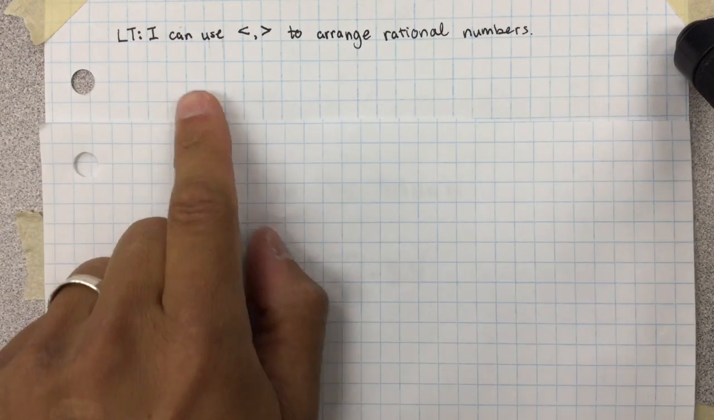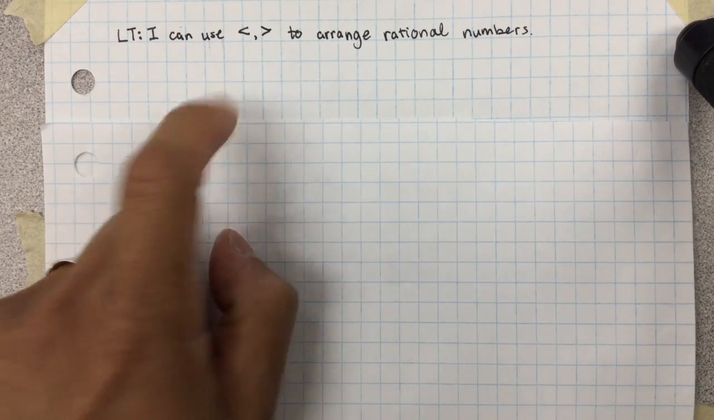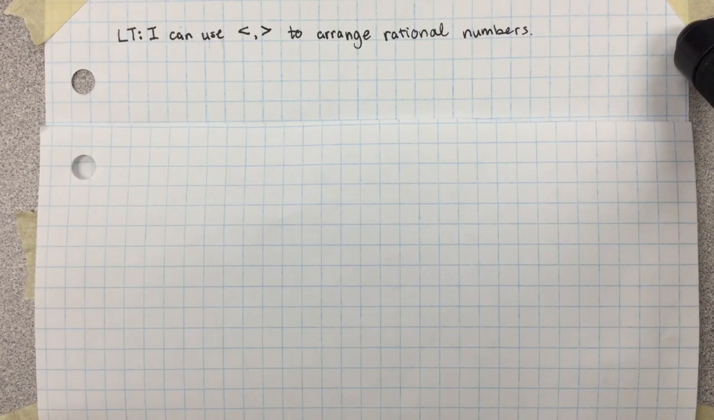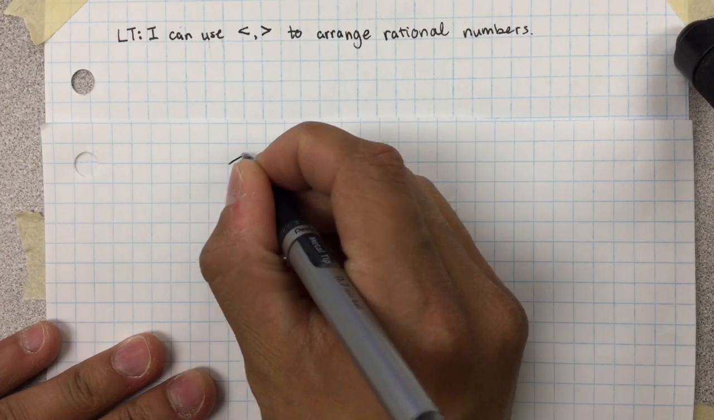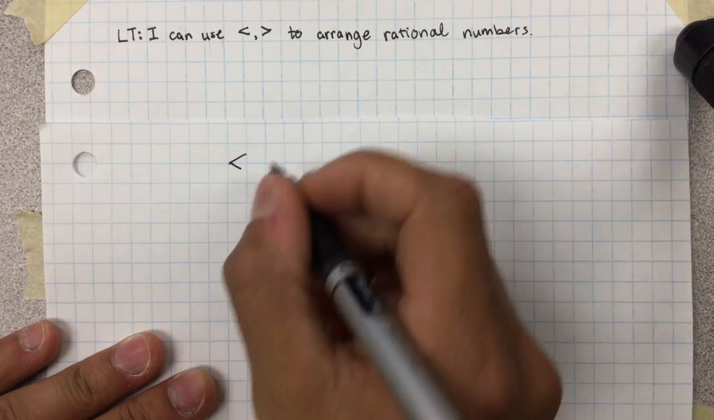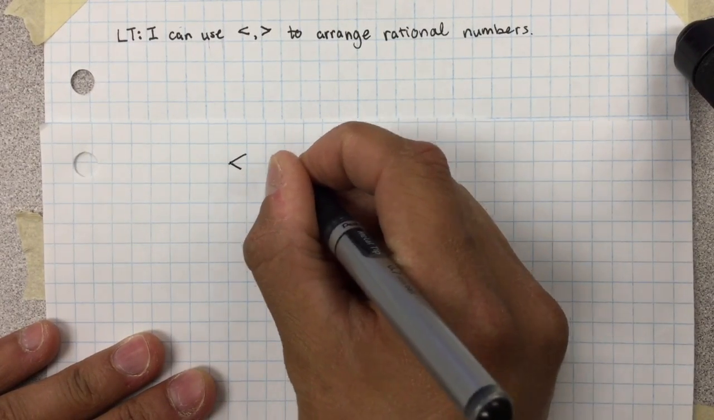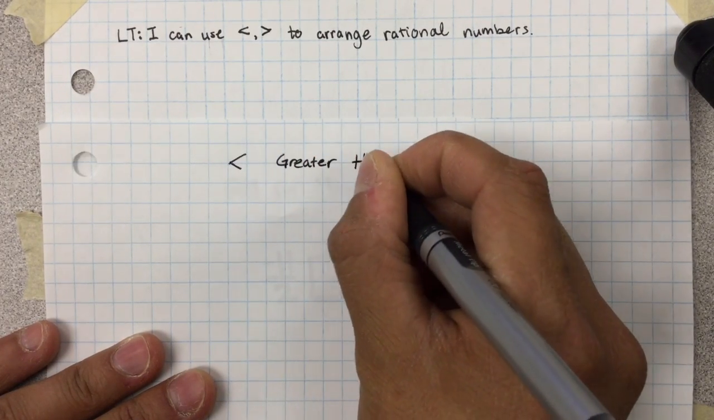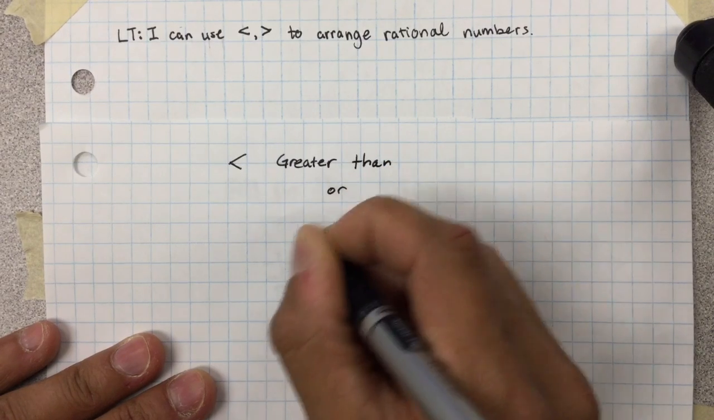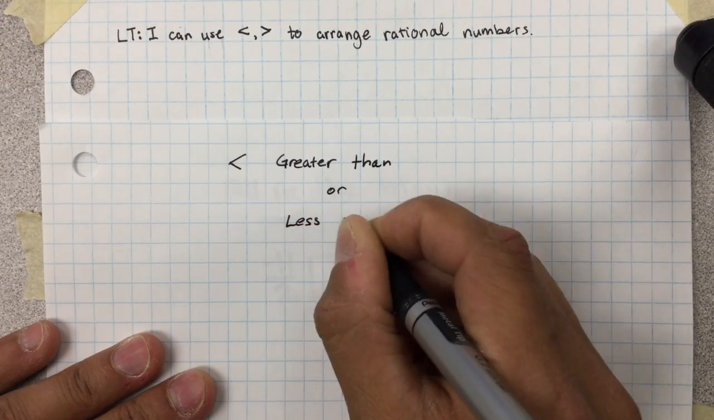Today's learning target we're looking at is I can use greater than or less than signs to arrange rational numbers. So these signs, as you may recall, are referring to values being greater than or values being less than.